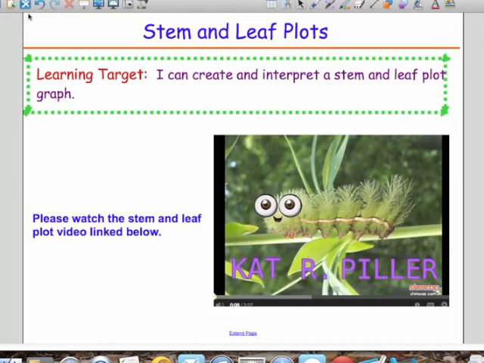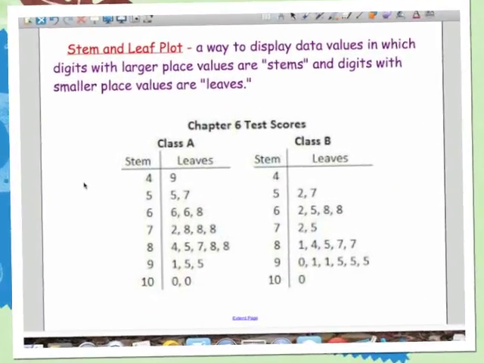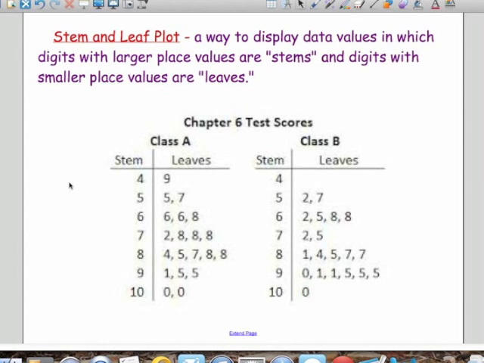Okay, you're done with that video, so now I'm going to show you a recap of what they showed you. A stem and leaf plot is a way to display data values in which the digits with the larger place values are the stems and the digits with the smaller place values are the leaves. So in this case, we have Chapter 6 test scores for 2 classes, Class A and Class B.